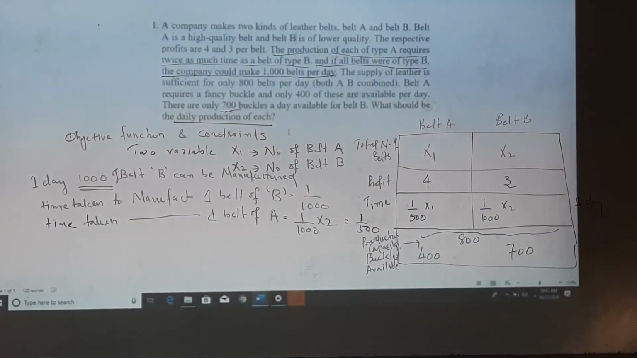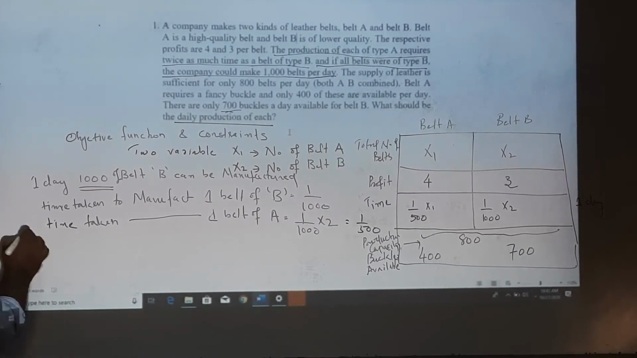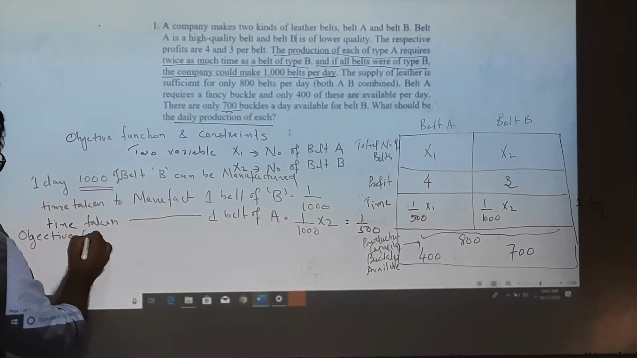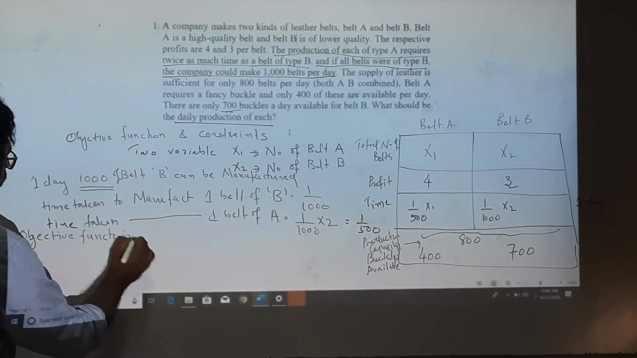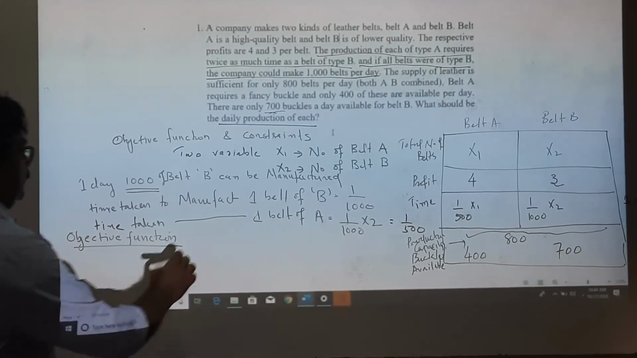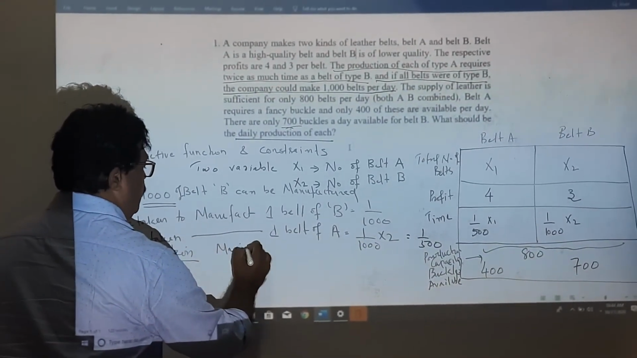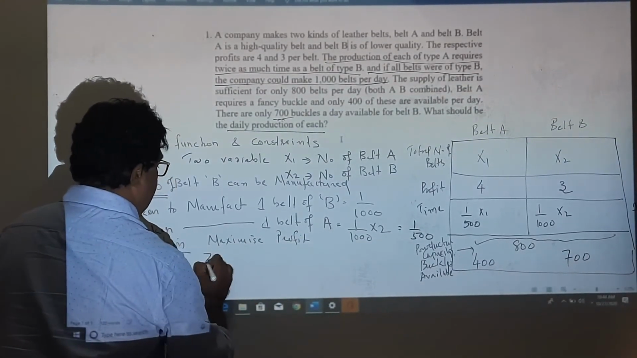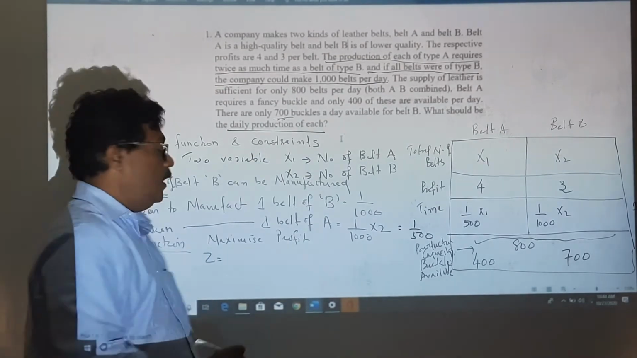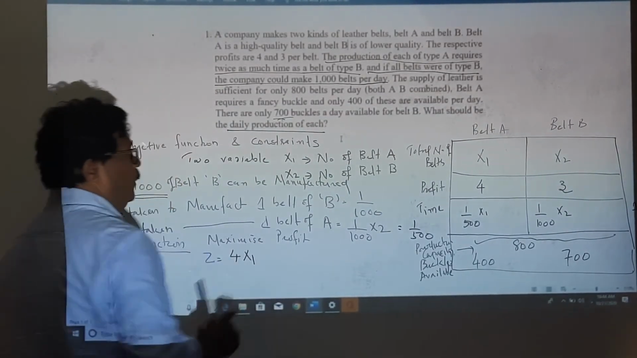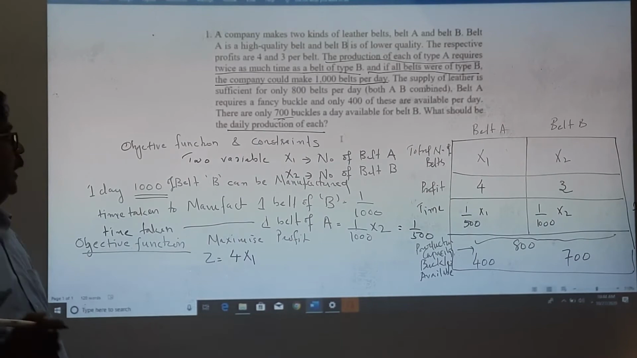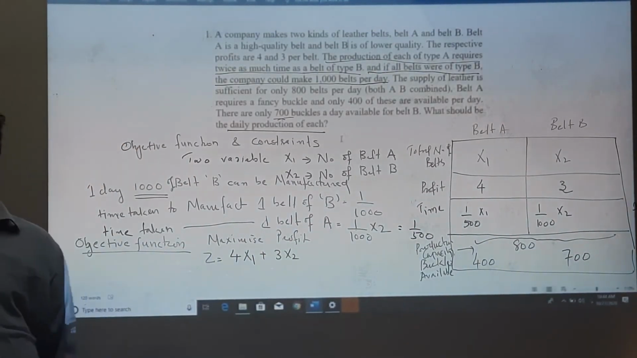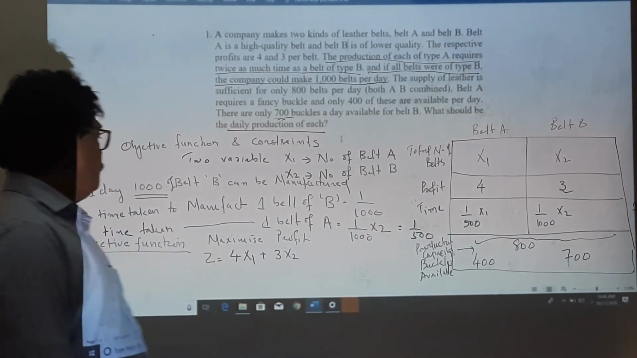Now we need to find out what is the objective function. So the objective function is to maximize profit, maximize production. Z is equal to 4 into x1, the profit of 1 belt of A multiplied by x1 belts, plus 3 into x2. That means B, 3 rupees per belt profit multiplied by the number of belts.